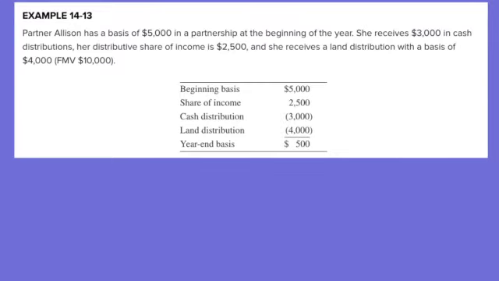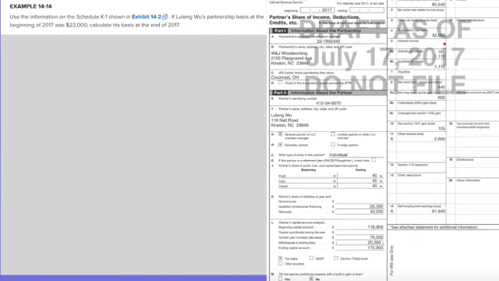A partner, Allison, has a basis of $5,000 in a partnership at the beginning of the year. She gets a cash distribution, so she takes cash from the business. And her distributive share of income is $2,500, and she receives a land distribution with a basis of $4,000. So we start with 5, that's beginning basis. Share of income increases basis, $2,500. She got a distribution, so that decreases basis, and she got a land distribution, which decreases basis. To know about tax, we basically have to know if she worked in the business. And that's not what we're looking at in that one.